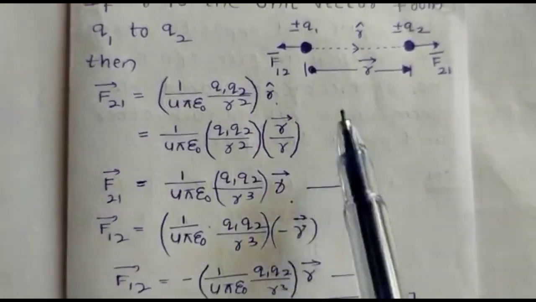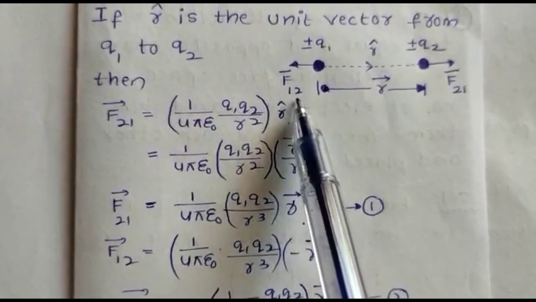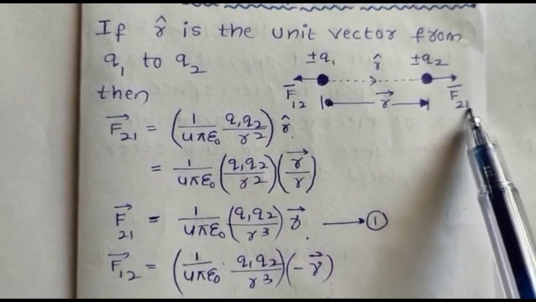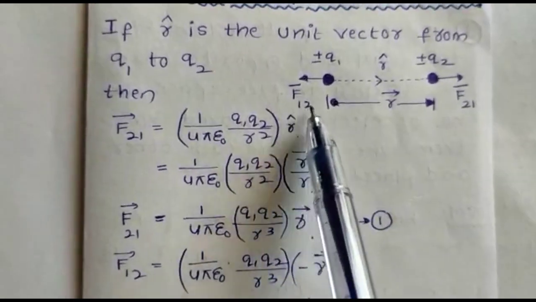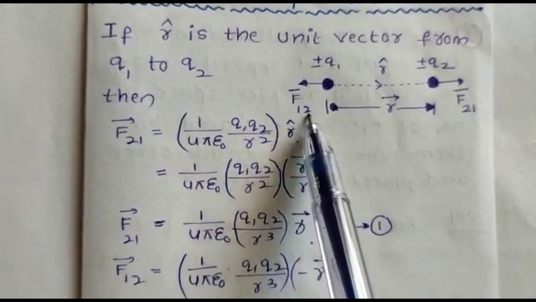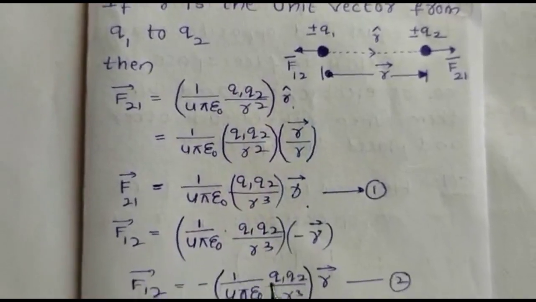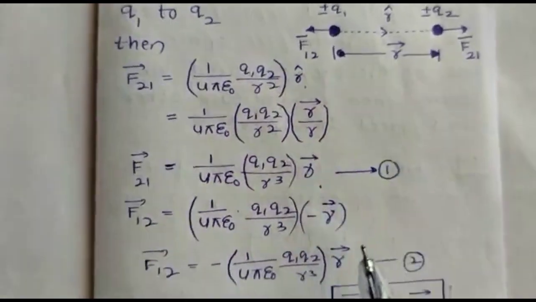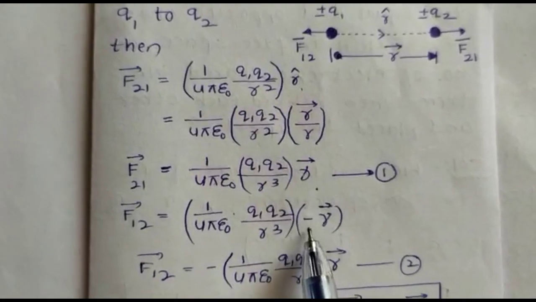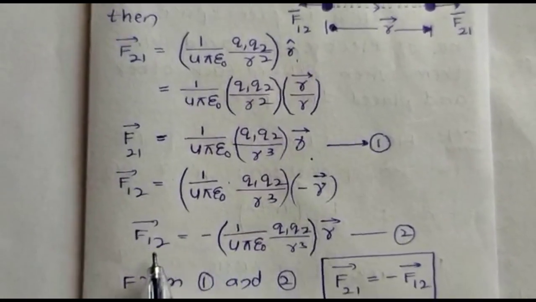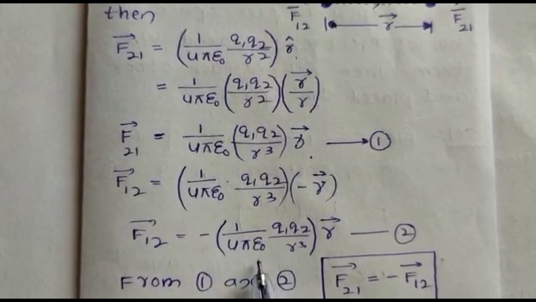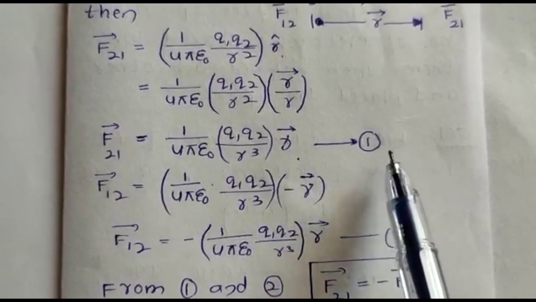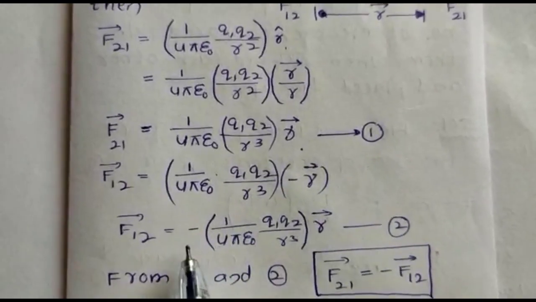But when you come to the force on the first charge by the second charge: F21 is the force applied by the first charge on the second charge, and F12 is the force on the first charge by the second charge. For this we have taken a negative sign because F12 acts this side and R bar is in the opposite direction. Therefore, minus R bar. Bringing the minus in front, we get F12 bar equal to minus 1 by 4 pi epsilon naught Q1 Q2 by R cube into R bar. If you observe equations 1 and 2, both are similar, only the minus sign is different.